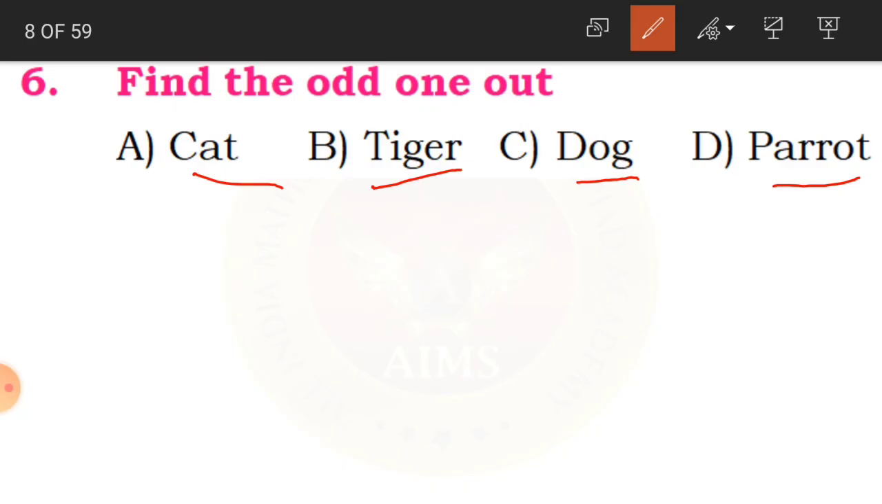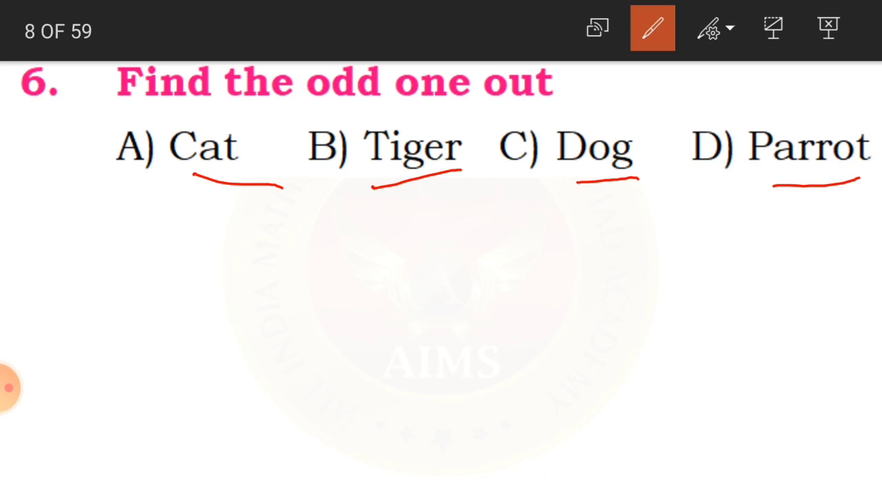Can you identify, children, what is the difference here? Cat, it is a pet animal. Tiger, wild animal. Dog, pet animal. Parrot, pet animal. In the sense, a pet animal is nothing but a domestic animal, which we also have in our homes. Whereas the tiger, where does it live? It lives in the forest.